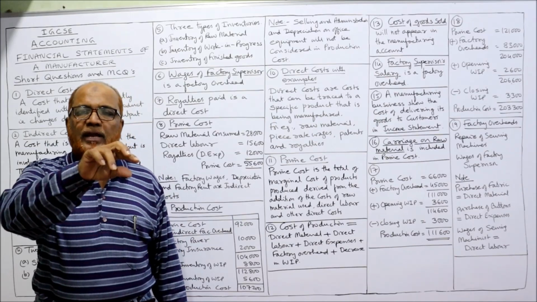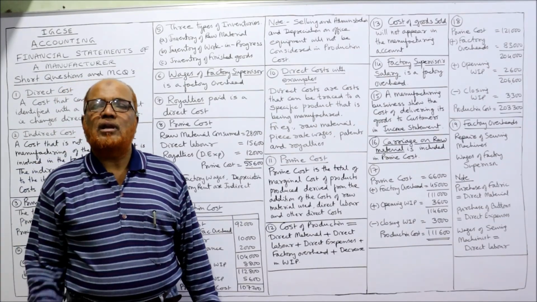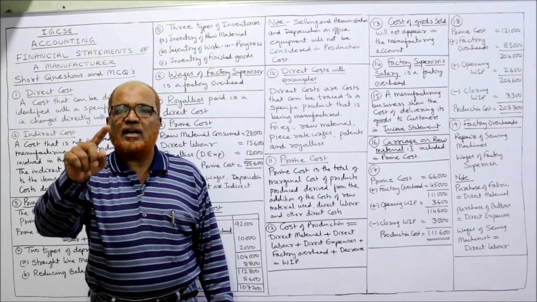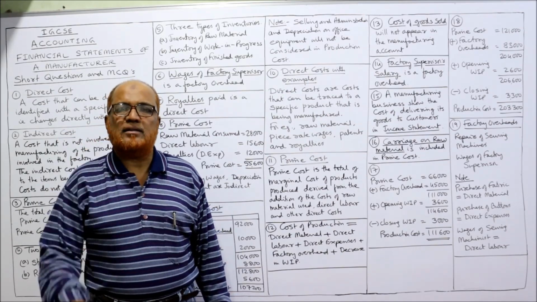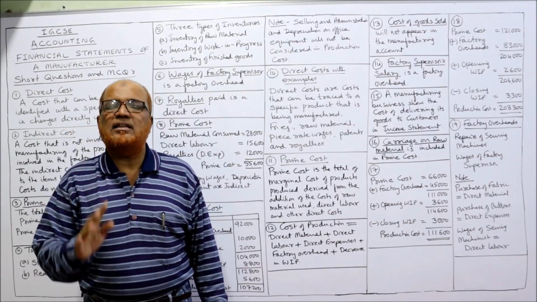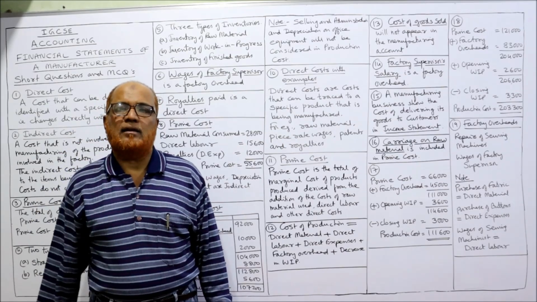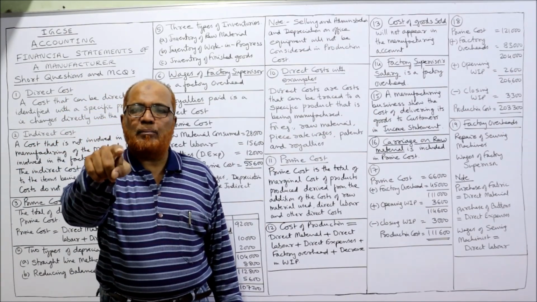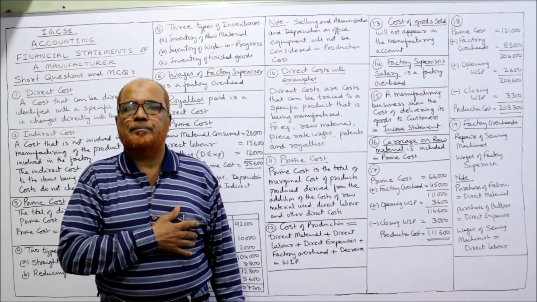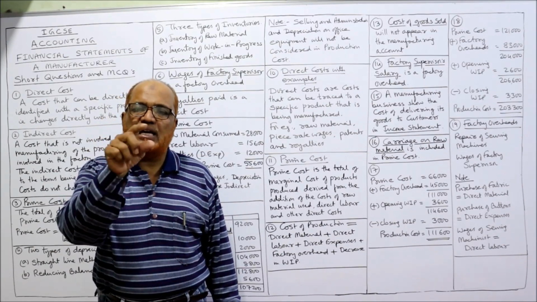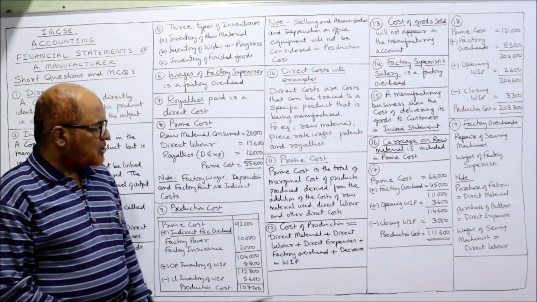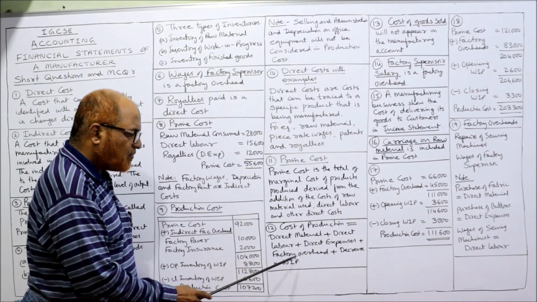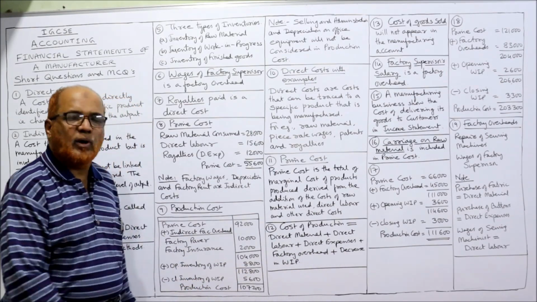Now we are adding opening and deducting closing. Now you compare whether closing is more or less. If the closing inventory is more, then you have to deduct. If there is decrease in the closing WIP, you have to add. So remember, write it down there itself. If there is decrease in WIP, it will be added. So here the answer is direct material plus direct labor plus direct expenses plus factory overhead plus decrease in WIP.